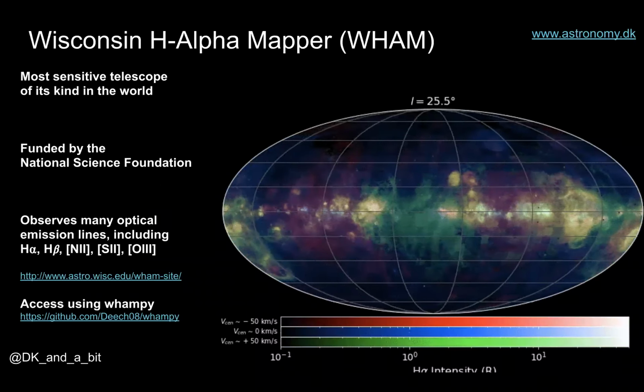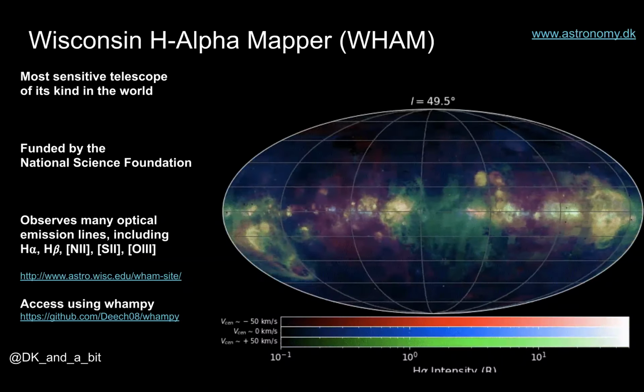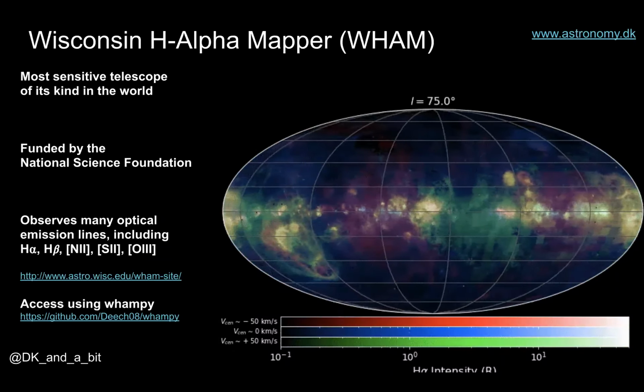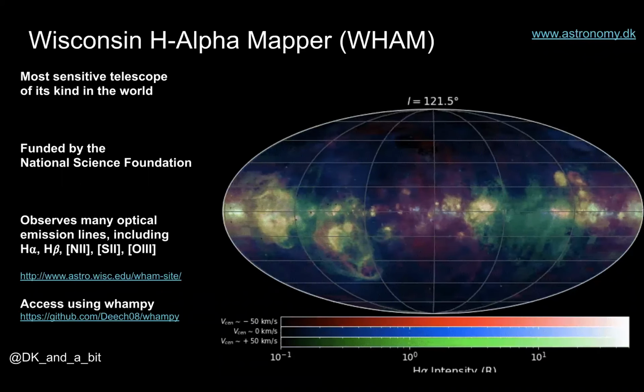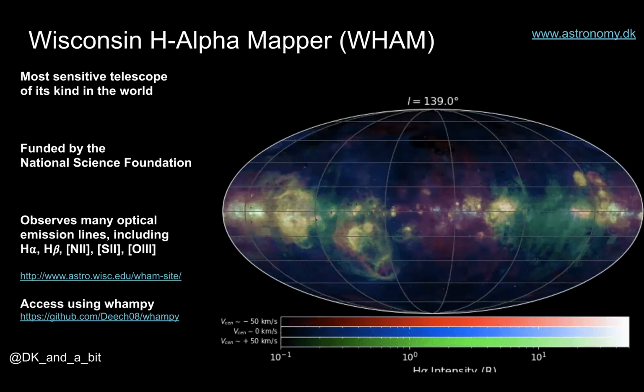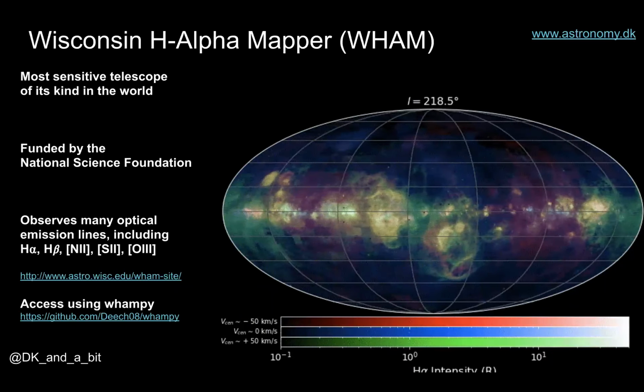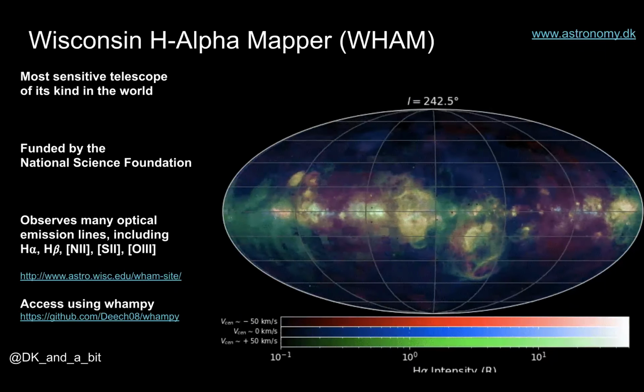And so to turn to what we're seeing, we're using WHAM, the Wisconsin H-alpha Mapper, to detect our ionized gas. If you don't know WHAM, it is the most sensitive telescope in the world of its kind. It's funded by the NSF. It's currently in Chile at CTIO, and it observes lots of optical emission lines in a way that's somewhat similar to a single-dish radio telescope, but for optical light.